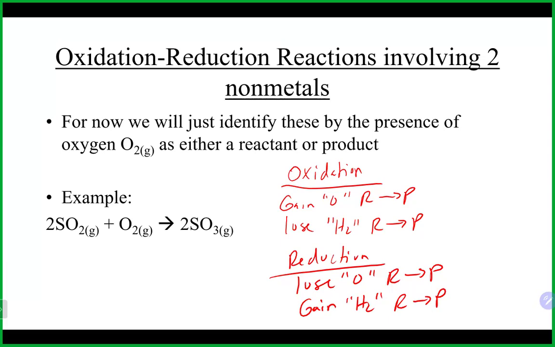So if you look here, we can see the sulfur has 2 oxygens. Over here, the sulfur now has 3 oxygens. So from left to right, the sulfur actually gained oxygen. So it's going through oxidation, the sulfur. The oxygen here is actually the thing going through reduction in this case.